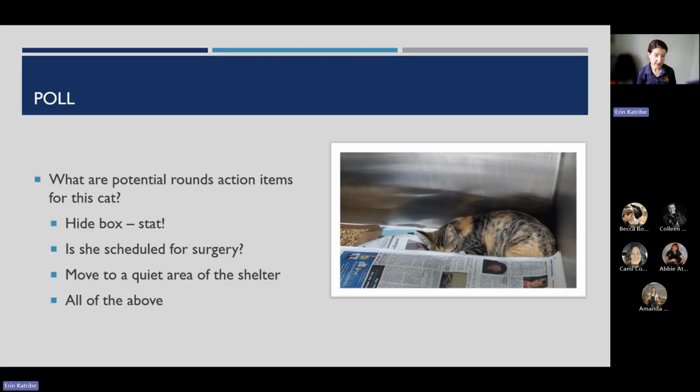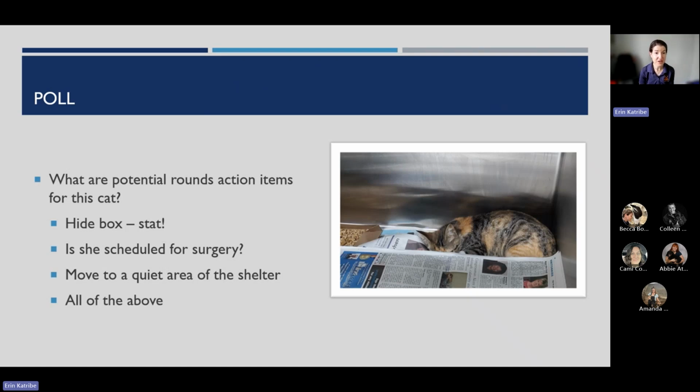And so this is an example of a cat that I actually encountered on daily population rounds. This was a cat that was waiting for surgery over the weekend, so she could be returned to her community home on Monday after surgery. And so what are potential rounds action items for this cat? Hide box. Is she scheduled for surgery? She clearly is demonstrating some signs of FAS. And so, as I'm sure you have guessed, the answer, right, is all of the above.